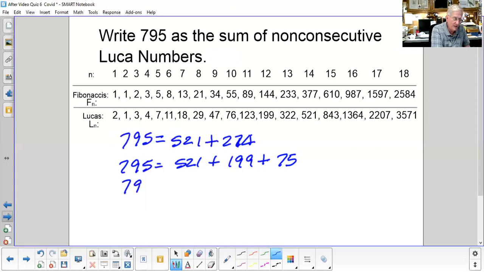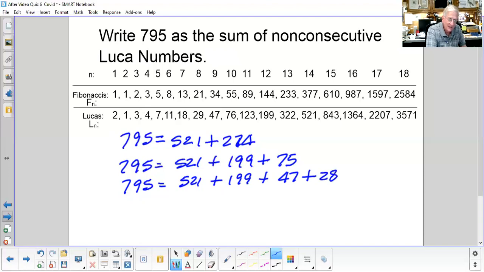So 795 equals 521 plus 199, right? Plus, and what am I going to write? 47 here. How much is 47 missing 75 by? So I do 75 minus 47, and I get 28. Oh my gosh. If it would have been 29, I'd be finished, but I'm not. So I got to keep going.